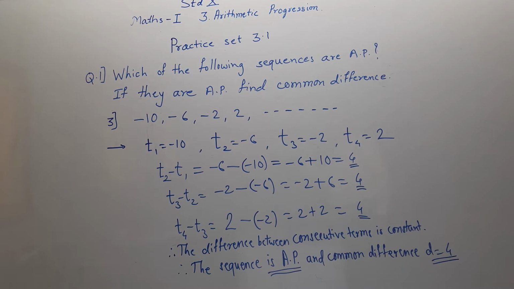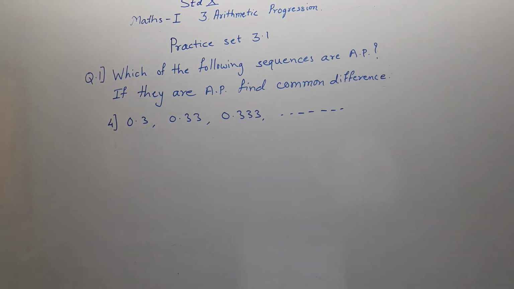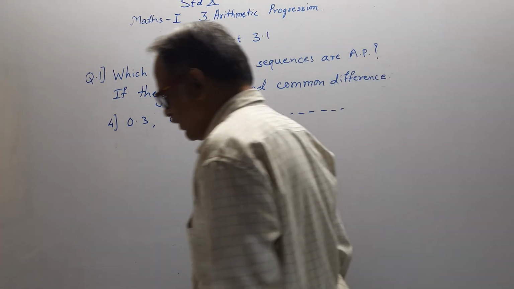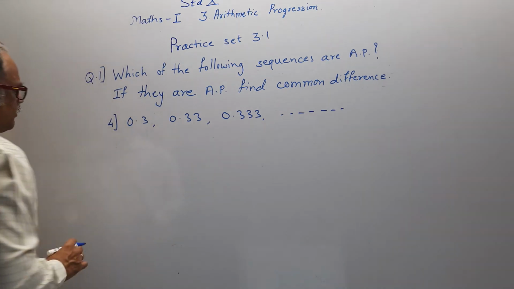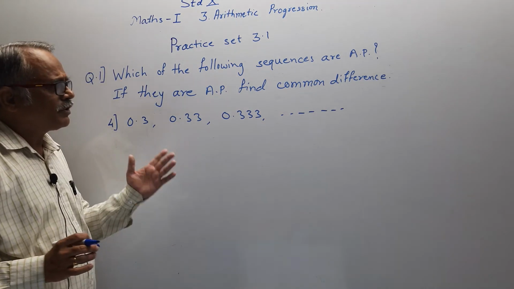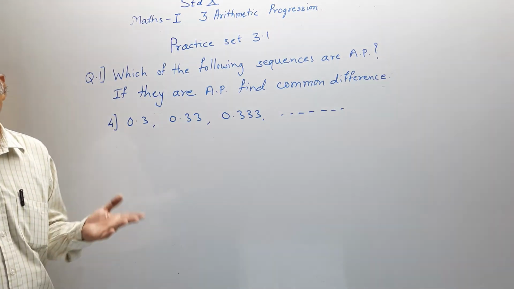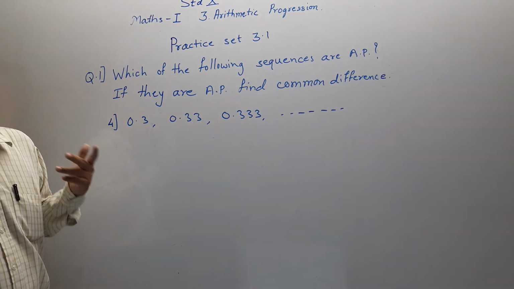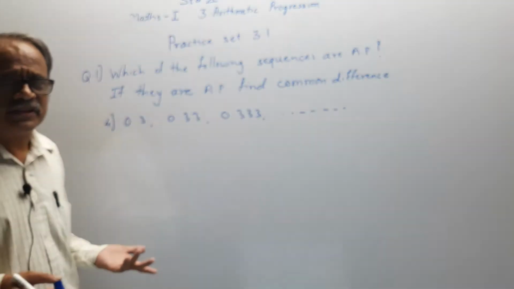Now in this fourth sub question, only 3 terms are given. If 3 terms are given, we have to find the difference 2 times. If 4 are given, we have to find it 3 times. If 5 are given, we have to find it 4 times. And if it is coming the same every time, then it is the common difference, which means it is AP. And if the common difference is not coming the same every time, then it is not AP.